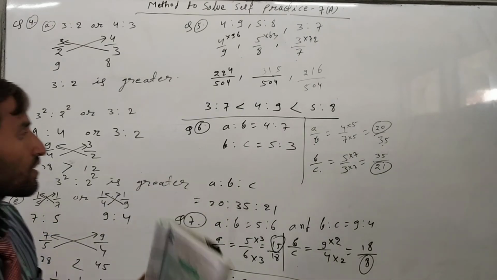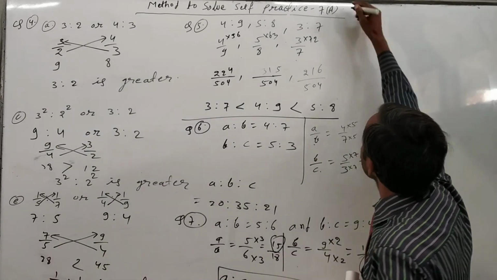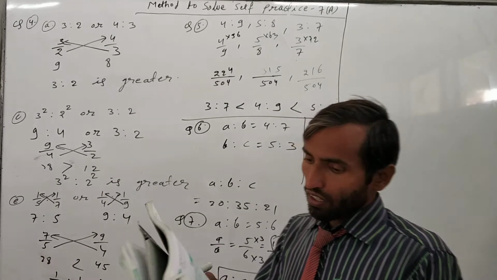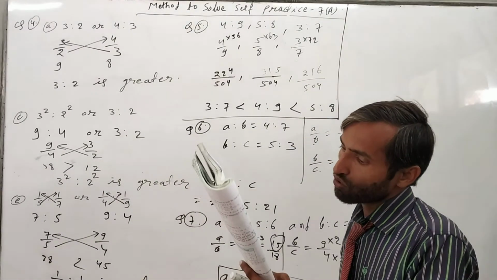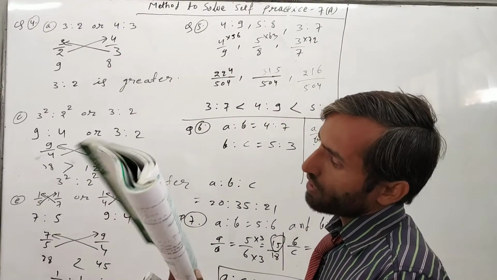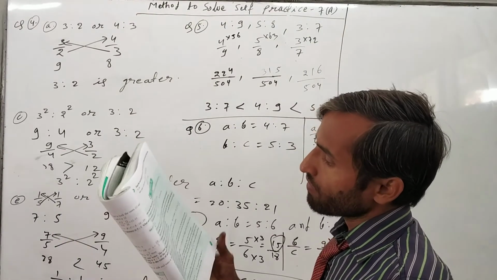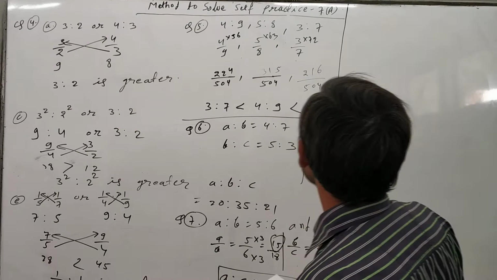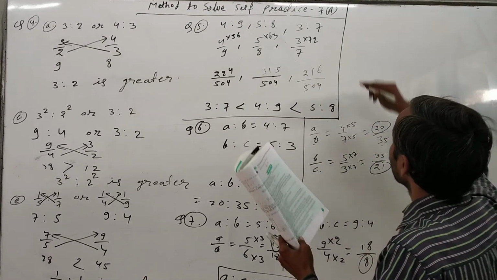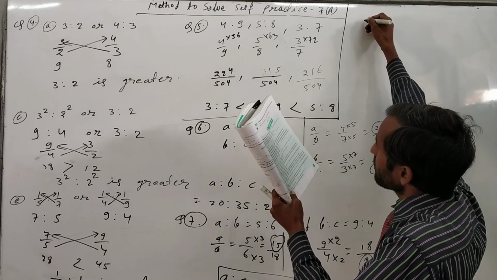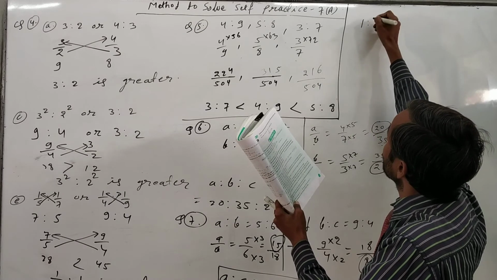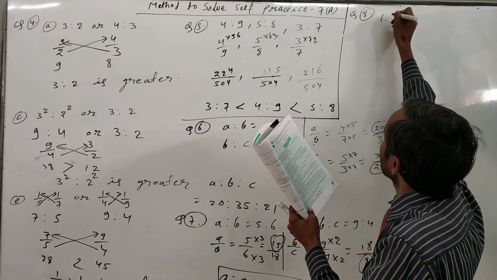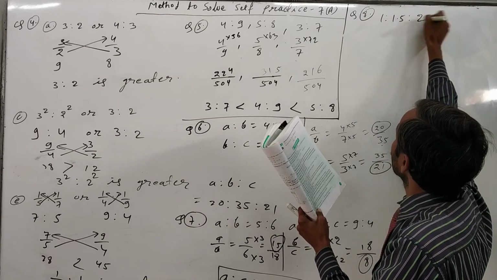Now question number 8. How do we solve question number 8? Just read question number 8. The sides of a triangle are in the ratio 1 is to 1.5 is to 2 and its perimeter is 18 cm. Find the length of each side. So how do you have to solve? Here the sides of the triangle are 1 is to 1.5 is to 2.